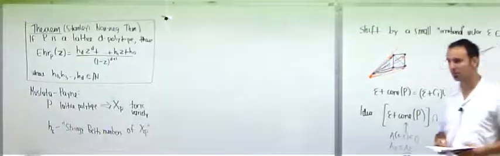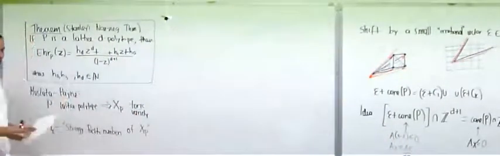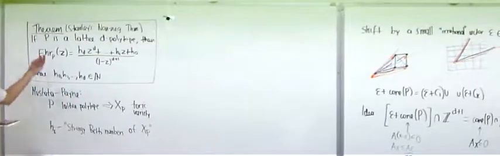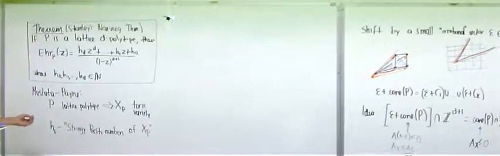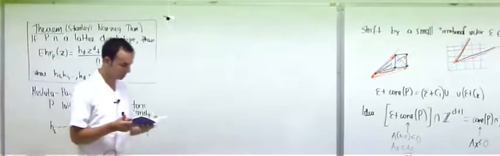But I should tell you that there's really a very nice dictionary between properties of the variety and properties of the polytope. In particular, this idea of lattice point counting in polytopes arises very naturally from the varieties.